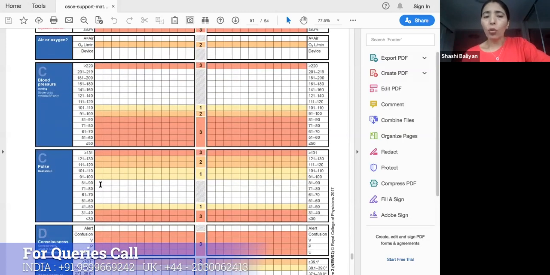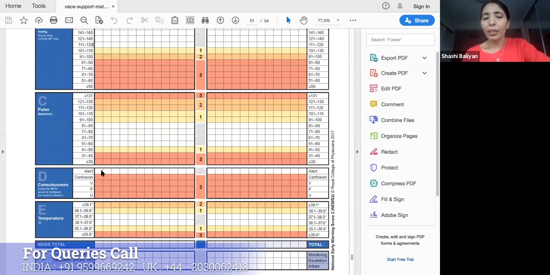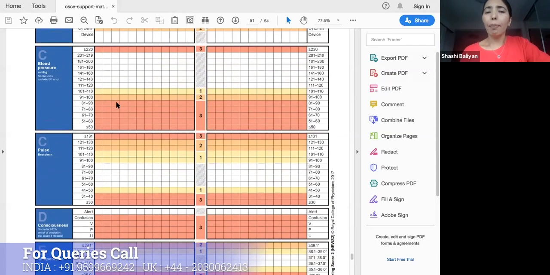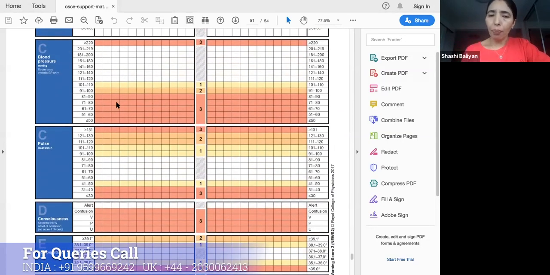Then pulse, you are going to write whatever the pulse is. And you are going to write whether the patient is alert or confused, and you are going to mention the temperature. Now in this one, depending upon where you are reading from, if your reading is coming in the white columns, then you are going to give a 0 to that one. Your score is 0. These numbers in between that they have given are the scores.